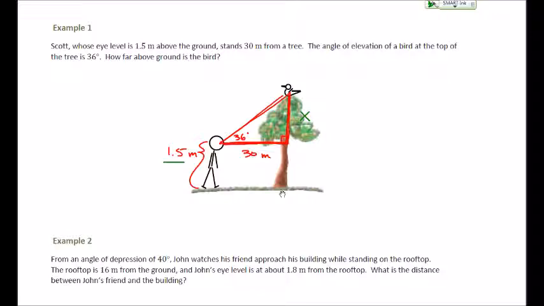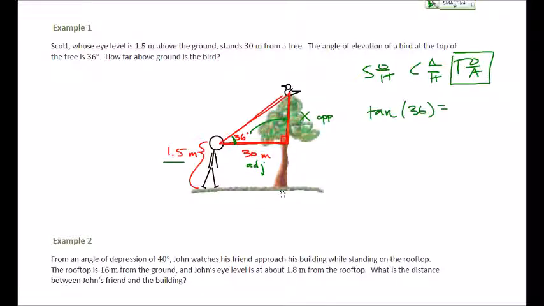Okay, the first thing you do is you label the side that you know and the side that you want to know from the angle. Now 30 meters is the leg that's adjacent to the angle. X is the leg that's on the opposite side from the angle. And SOHCAHTOA, the ratio I need to use is the tangent ratio. And the tangent of 36 degrees is the opposite, which is x, divided by the adjacent, which is 30.